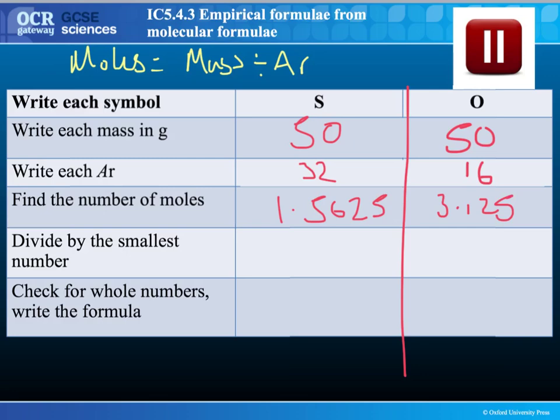Each of these numbers is divided by the smallest of these numbers. So the smallest one is 1.5625. That number divided by itself gives 1, and 3.125 divided by 1.5625 gives you 2. That tells you the ratio of sulfur to oxygen is 1 to 2, meaning the empirical formula is SO2. Incidentally, this doesn't necessarily mean that we're dealing with sulfur dioxide, although in this case it's the most likely compound.